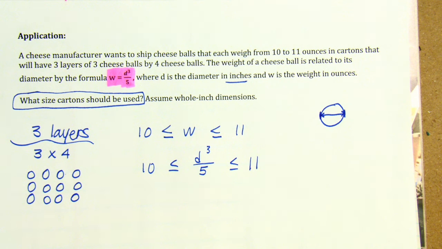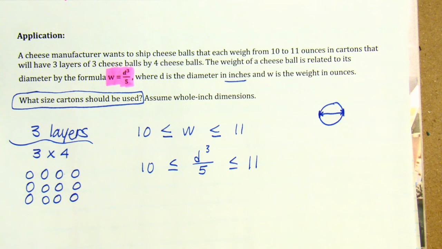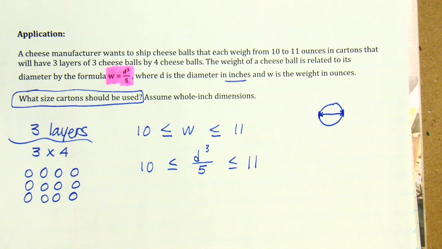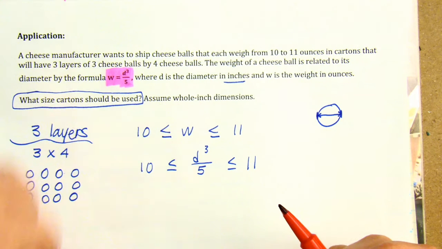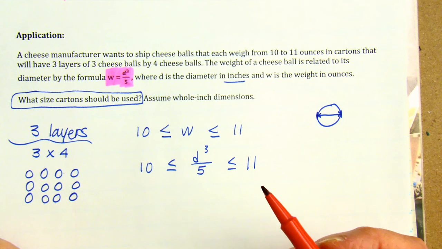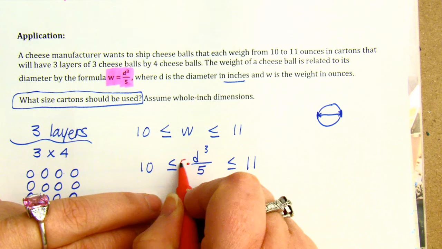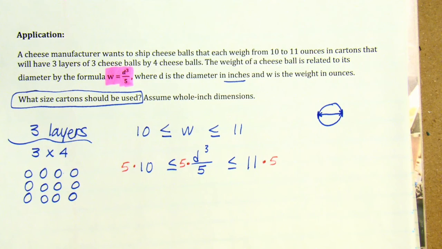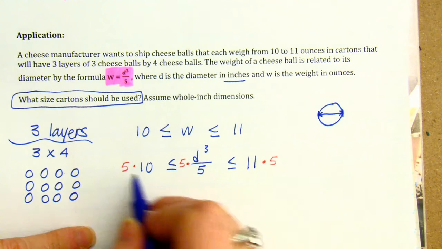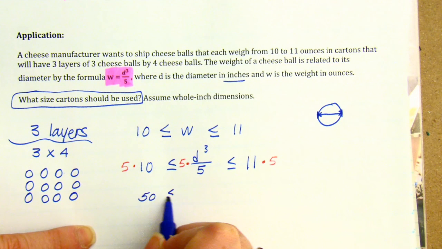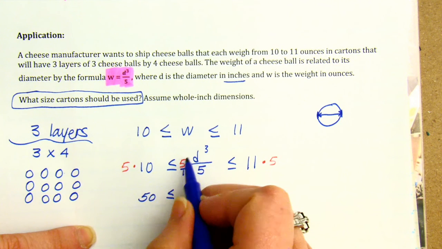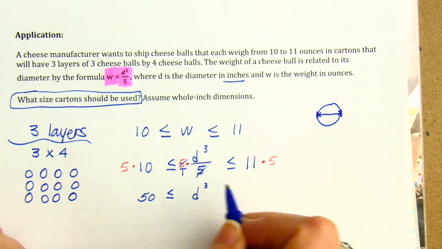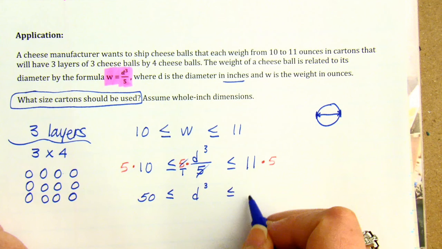All right, well, the first thing we got to do is solve this thing for D. You need to know what D is. Guess what? D cubed over 5. I'm going to multiply this by 5, and this by 5, and this by 5 to get rid of the 5 in the denominator. When I do that, 5 times 10 is 50. This is 5 over 1, so the 5's divide out. That's why we multiply by 5. D cubed less than or equal to 11 times 5 is 55.